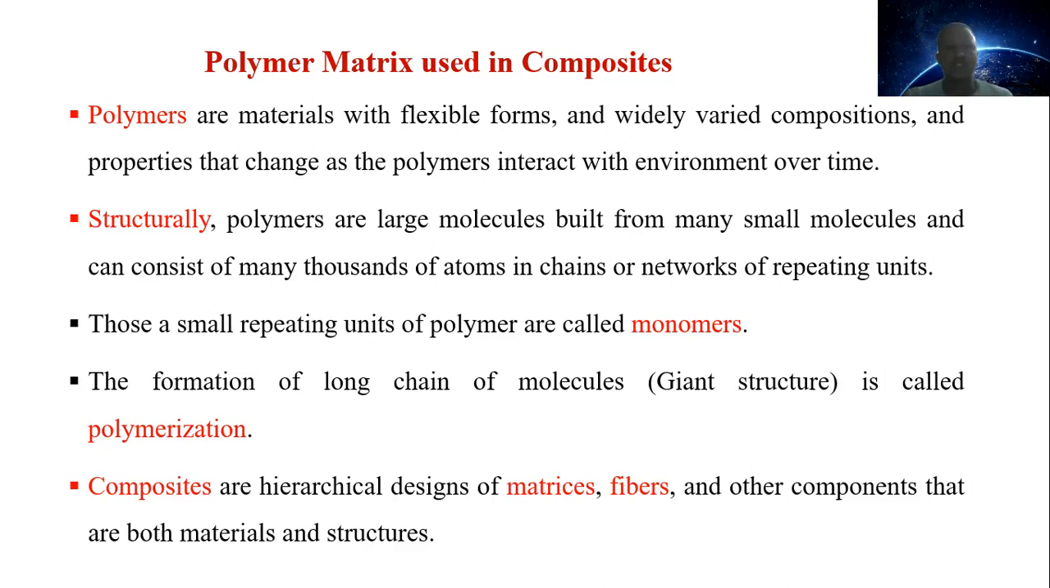Structurally, polymers are large molecules built from many small molecules and can consist of many thousands of atoms in a chain or network of repeating units. As we know in chemistry, these repeating units are called monomers. When monomers are connected to each other, they produce a giant structure called a polymer, and the process of doing this is called polymerization. In chemistry, you have different types of polymerizations.